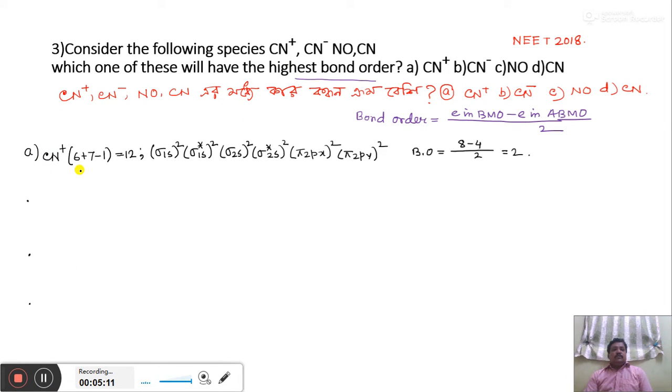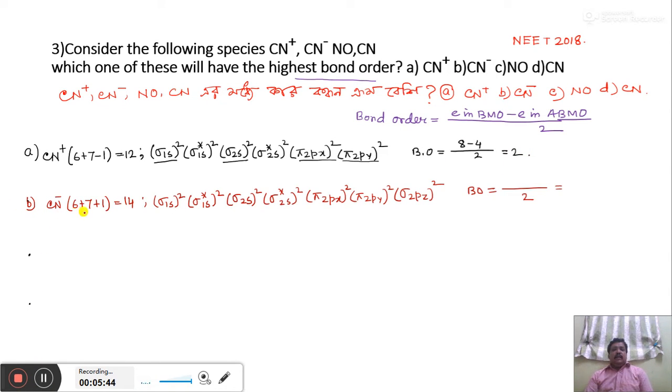In CN plus total electrons is 12. So its electronic configuration is sigma 1s2, sigma star 1s2, sigma 2s2, sigma star 2s2, pi 2px2 and pi 2py2. These four underlined MOs are BMO which contain 8 electrons, and this sigma star 1s and sigma star 2s are ABMO which contain 4 electrons, so its bond order is 2.